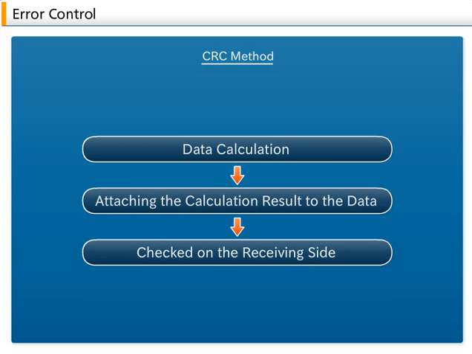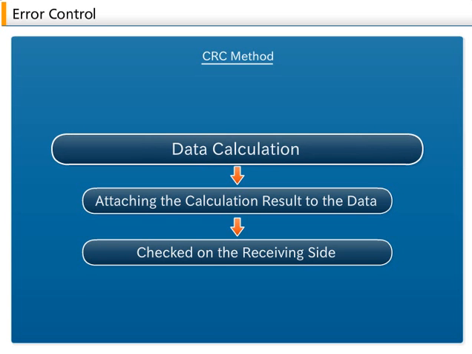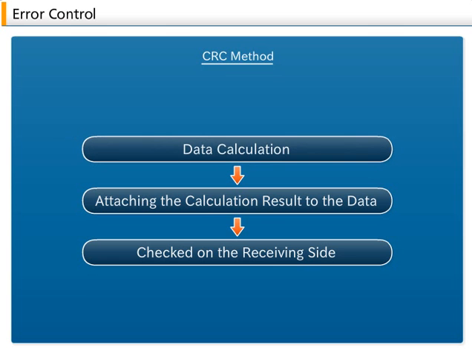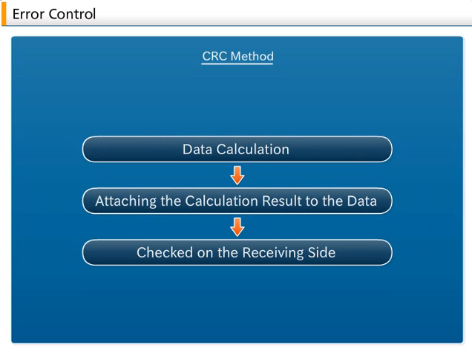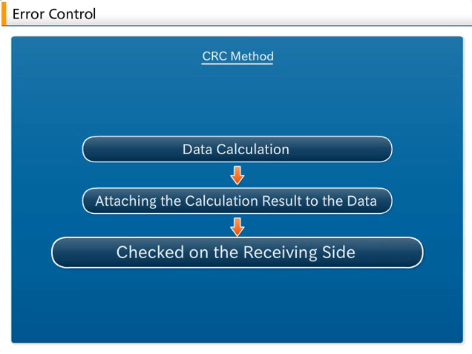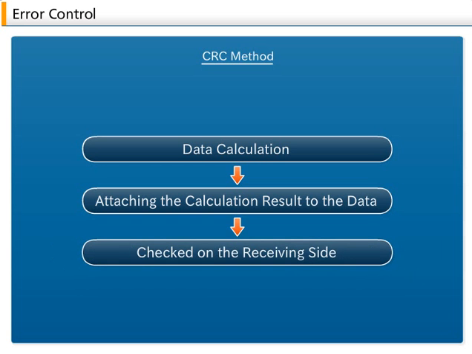D. CRC, cyclic redundancy check method. Characteristics. Calculation is done based on a fixed rule for data, generating polynomial, and the calculated result, remainder, attached to the data as CRC code. The receiving side uses the same rule to calculate and check in this method.